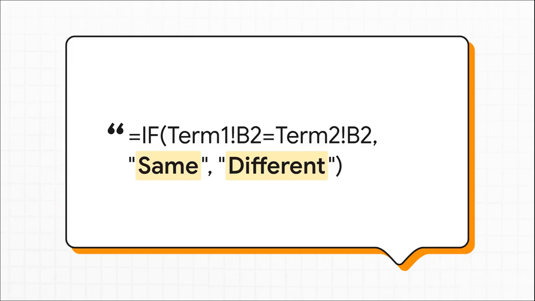So one of the easiest ways to compare is with a simple IF formula, just like this one. It's basically just a logical test. It checks if a value in, say, your Term 1 sheet is the same as the value in your Term 2 sheet. If they match, it will tell you same. If they don't, it will say different. It's clean, simple, and very effective.